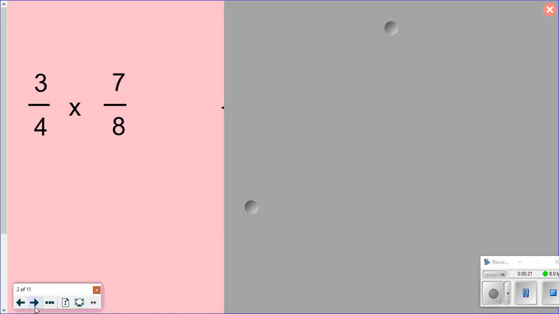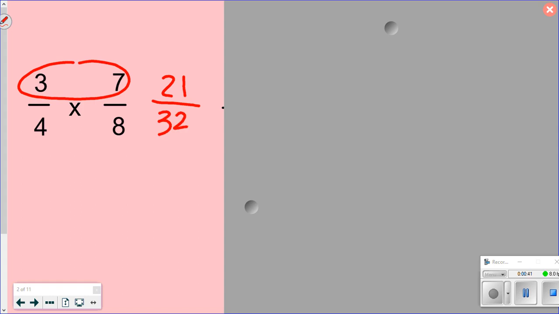So we need to go back to last year, a few years ago, and recall how to multiply fractions. Honestly, it's the easiest thing you do with a fraction. All you do is multiply across. So for example, 3 times 7, I get 21. 4 times 8, 32. And you have to make sure that you can reduce.